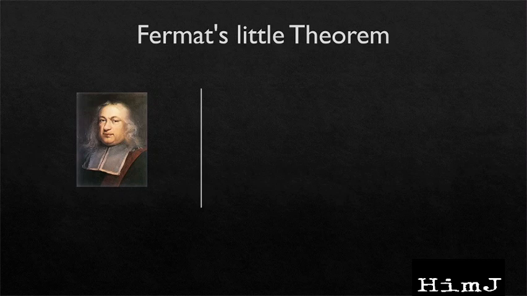So Fermat's theorem states that for a given prime number p, a raised to power p modulo p is equal to a modulo p, and this a can be any integer. So let's look at some examples to understand it a little bit better.